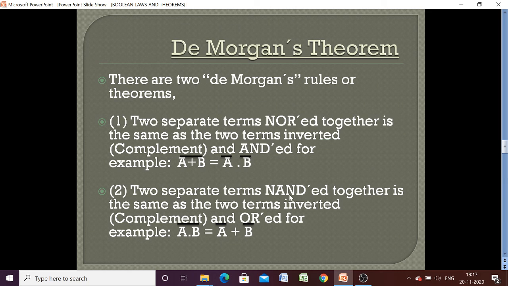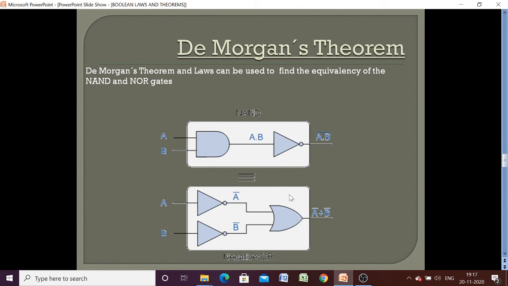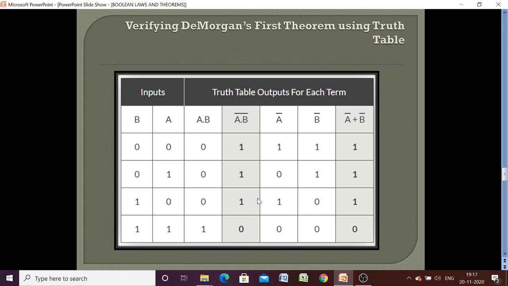Okay, so let us see that if we draw the logical circuit of either one, then we will have these two circuit diagrams, and both are equal. Both these circuits will give you the same output. So here we can see how we can verify the first theorem using truth table. You can verify the second one in the same way.